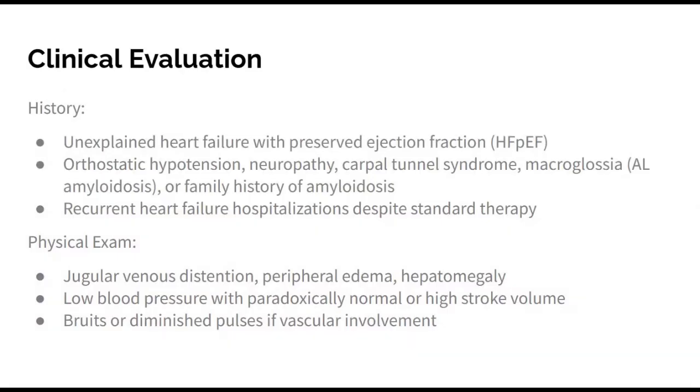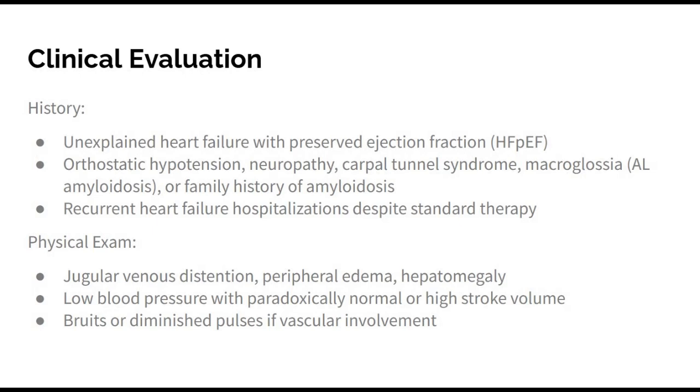Step 1. Clinical evaluation. A thorough clinical assessment is critical in suspecting cardiac amyloidosis, particularly in patients presenting with unexplained heart failure with preserved ejection fraction. Key history red flags include recurrent hospitalizations for heart failure despite guideline-directed therapy, autonomic dysfunction manifesting as orthostatic hypotension, peripheral neuropathy, carpal tunnel syndrome, or macroglossia, which are particularly suggestive of AL amyloidosis. A family history of amyloidosis should raise suspicion for hereditary ATTR amyloidosis.